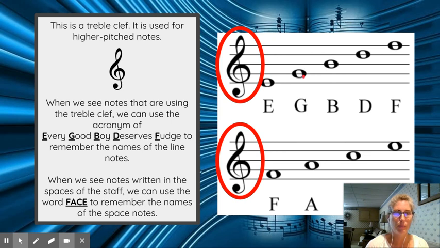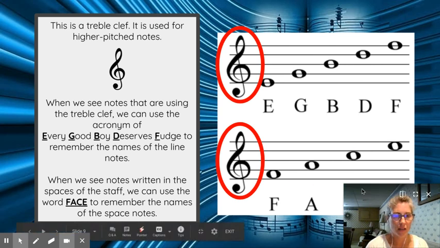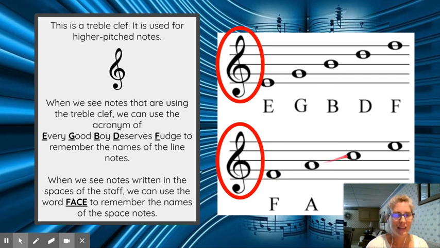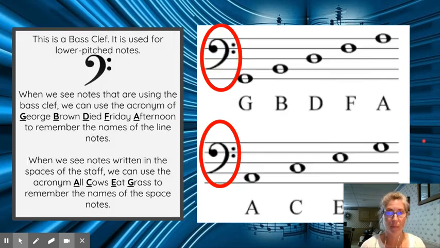If we look at the space between G and B, we'd have the note A. There's A there. If we look at the space between B and D, we'd have the note C, and so on and so on. So we can actually spell a word. The word spells F-A-C-E, or face. So that's kind of an easy word to remember. It also rhymes with the word space.